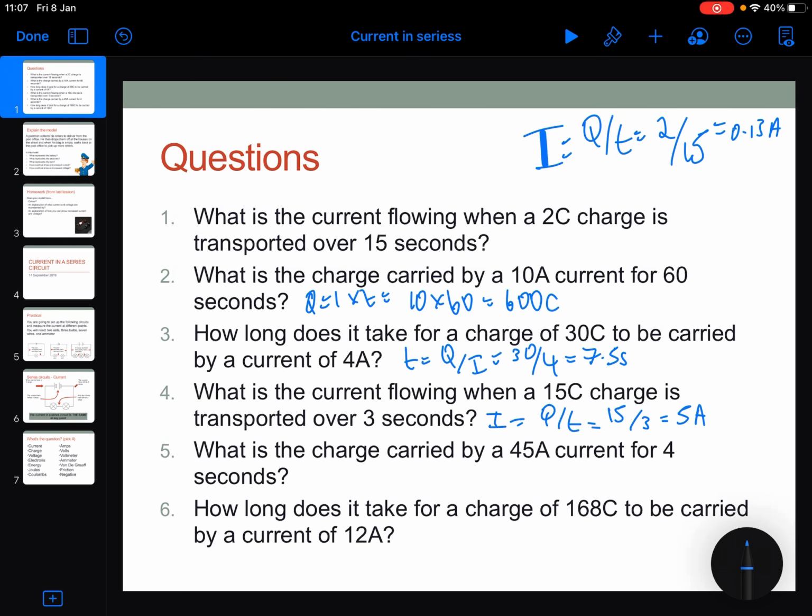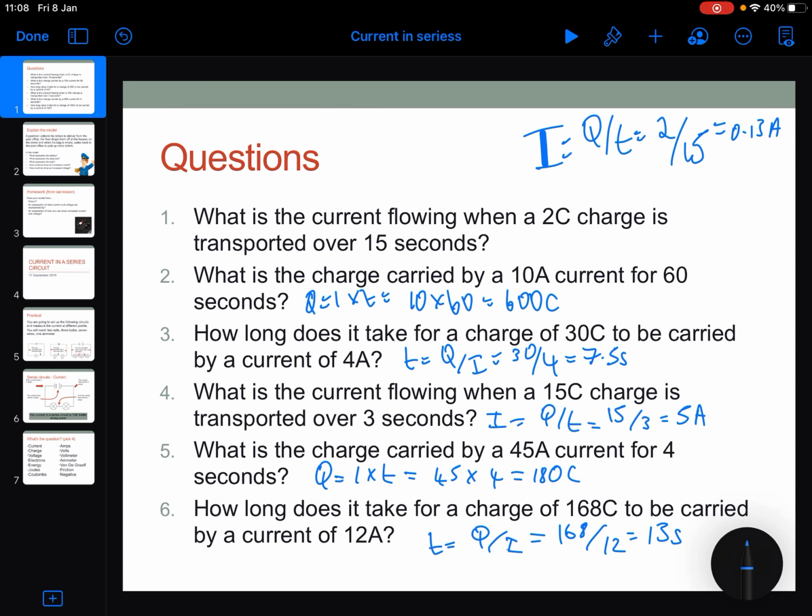5. What is the charge carried by a 45 amp current for 4 seconds? Q equals I times T equals 45 times 4 equals 180 coulombs. And 6. How long does it take for a charge of 168 coulombs to be carried by a current of 12 amps? T is Q over I, 168 divided by 12 equals 13 seconds. So hopefully you remember that, and that's all quite straightforward.